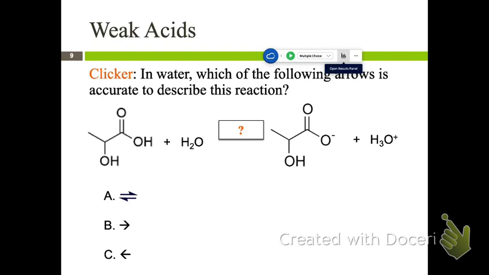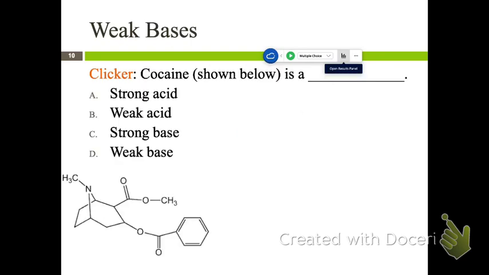Reactions don't just go in one direction. They go in both. And so the way we show that is this arrow, A. That's an equilibrium arrow. So let's take a look at this molecule.